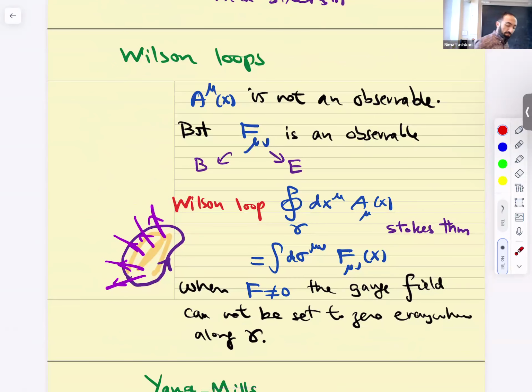Now, Wilson loops. We said A mu of x, the connection, is not an observable, but F mu nu is. If you remember from electromagnetism, what is F mu nu? F mu nu is a matrix. It's 4 by 4. What's on the diagonal? Zeros, because it's antisymmetric. There are 3 E's in there and 3 B's in there. It's an antisymmetric 4 by 4 tensor. It has 6 variables, right?